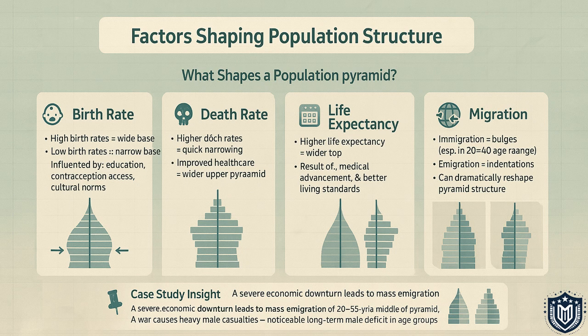And then there's migration. When people move into a country, especially working-age adults, it creates a bulge in the middle of the pyramid. On the other hand, emigration, people leaving, can create a noticeable indentation. Consider this. A severe economic downturn causes many young adults to leave a country. The result? A visible pinch in the 20 to 35 age group.